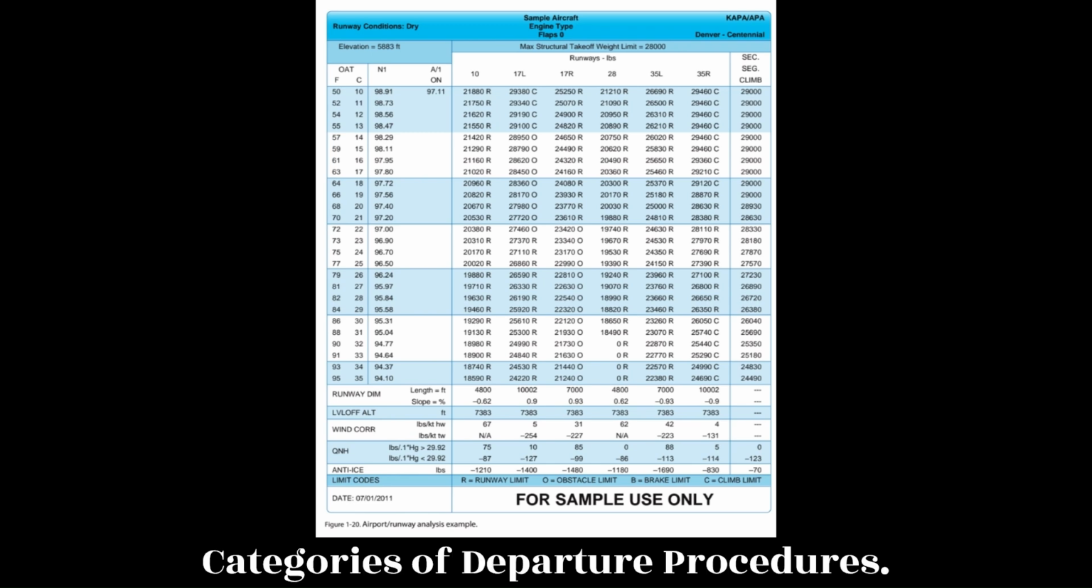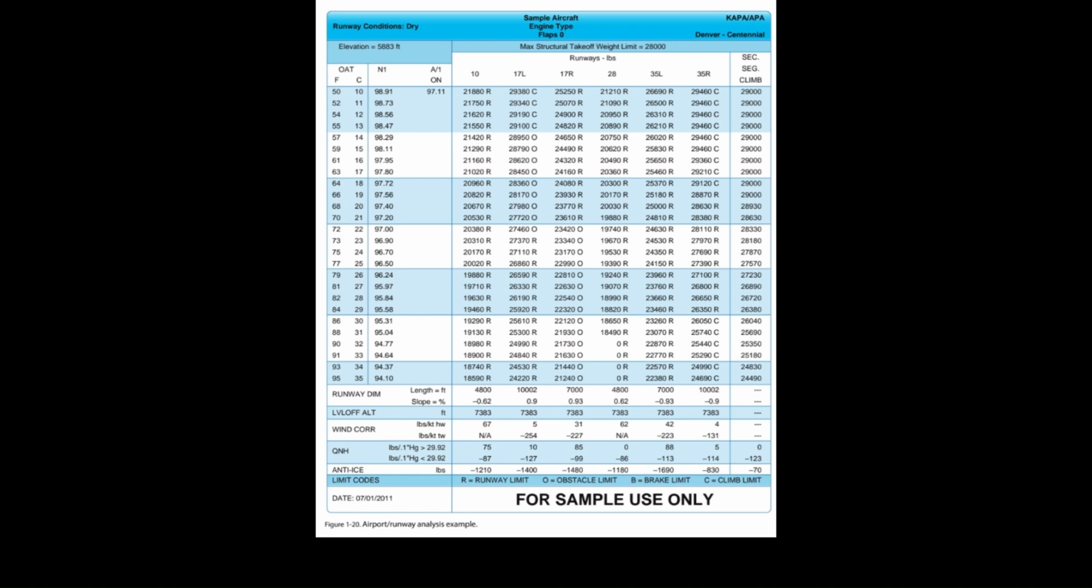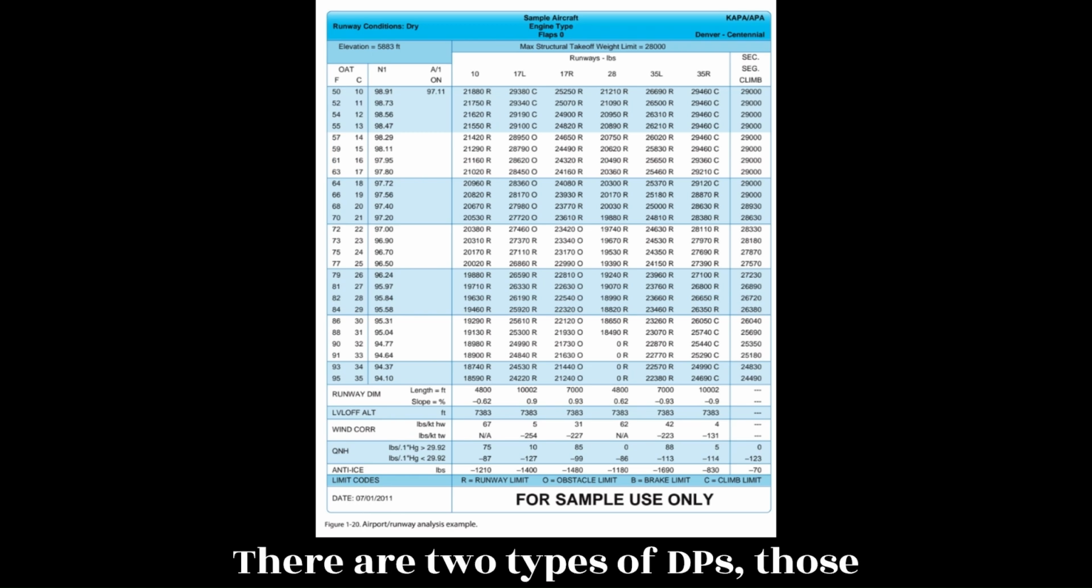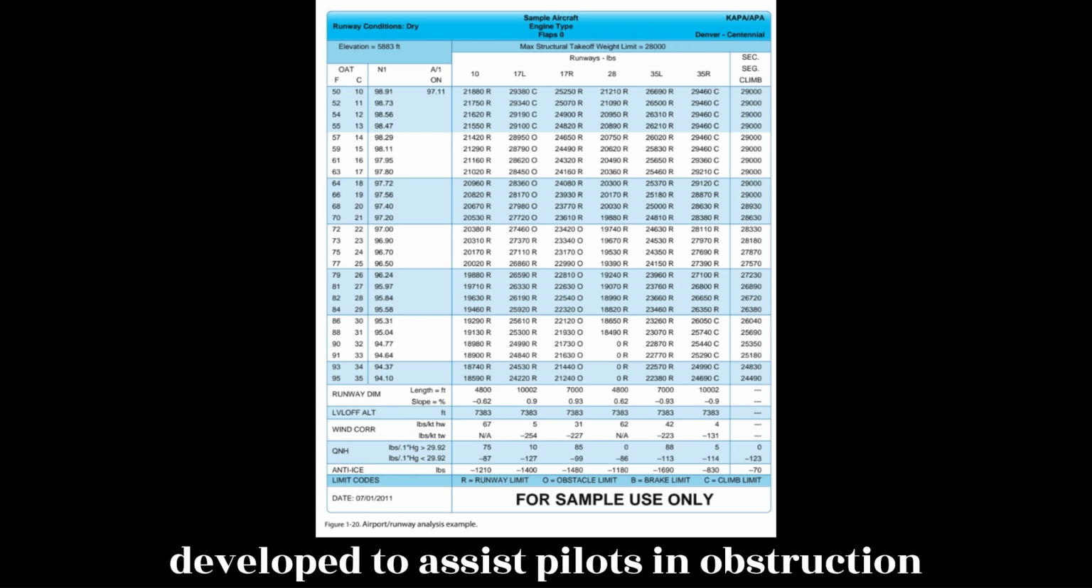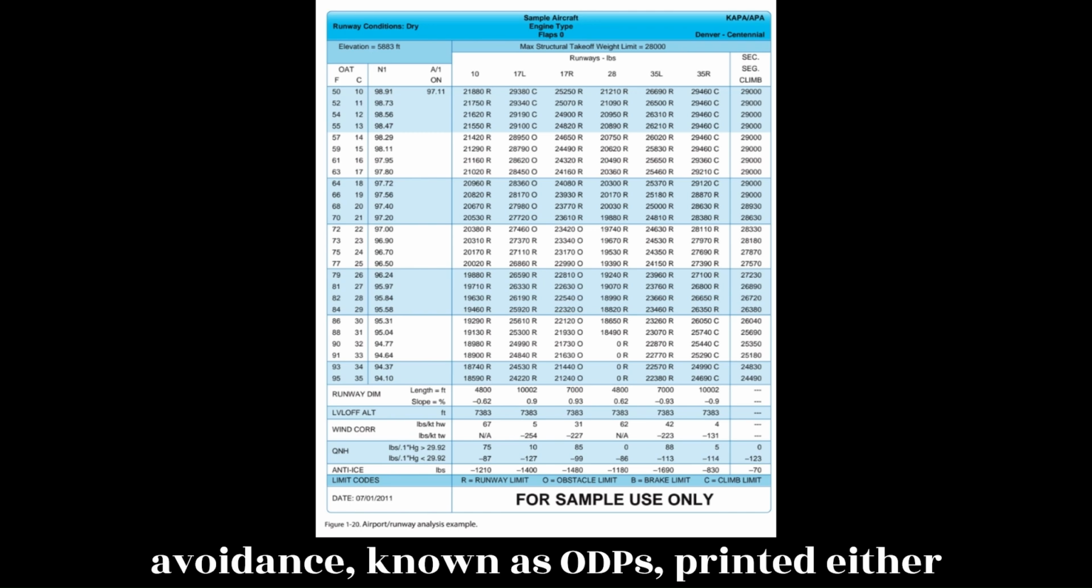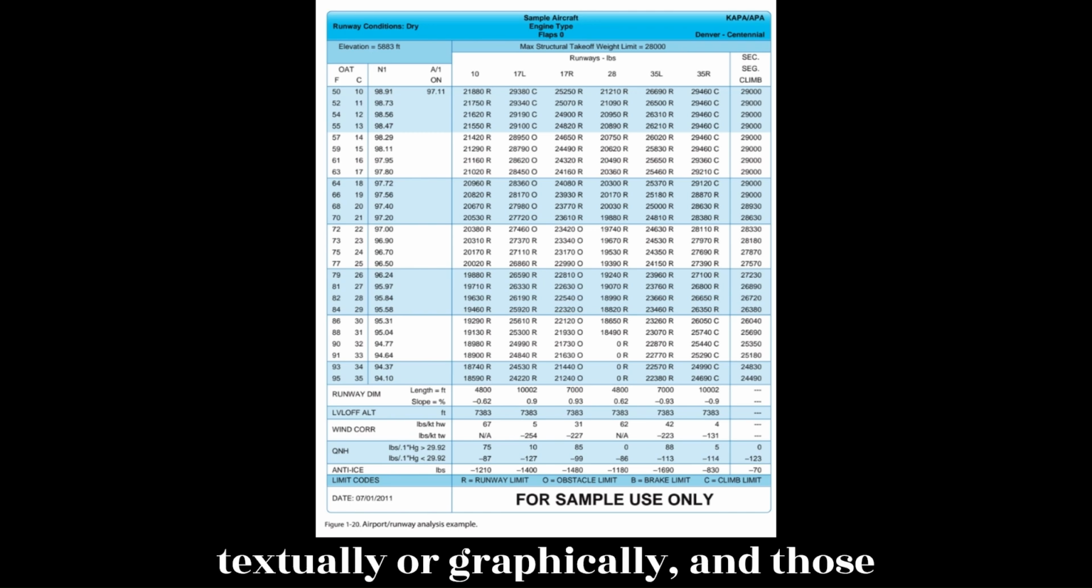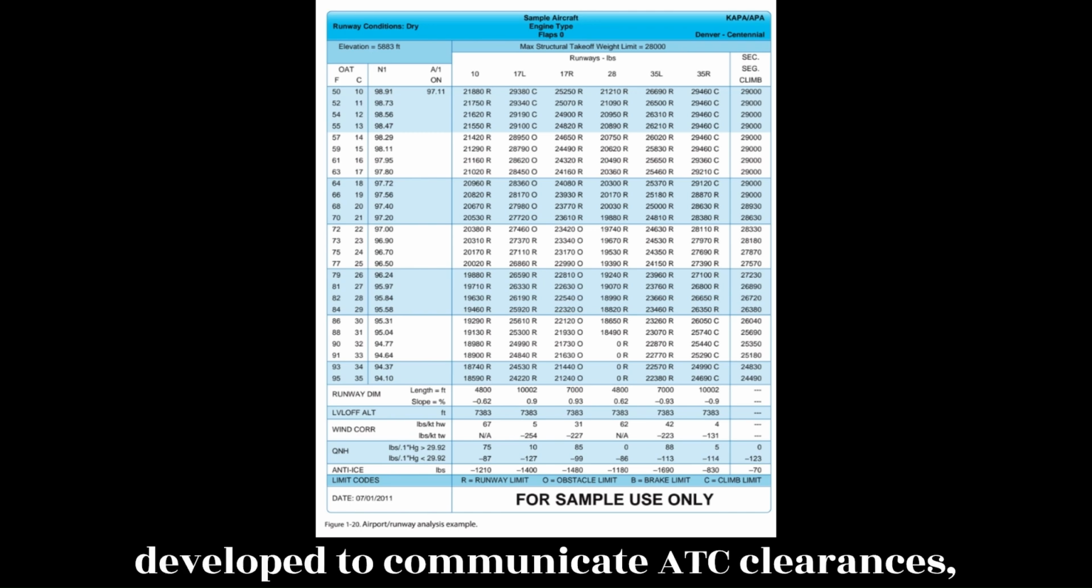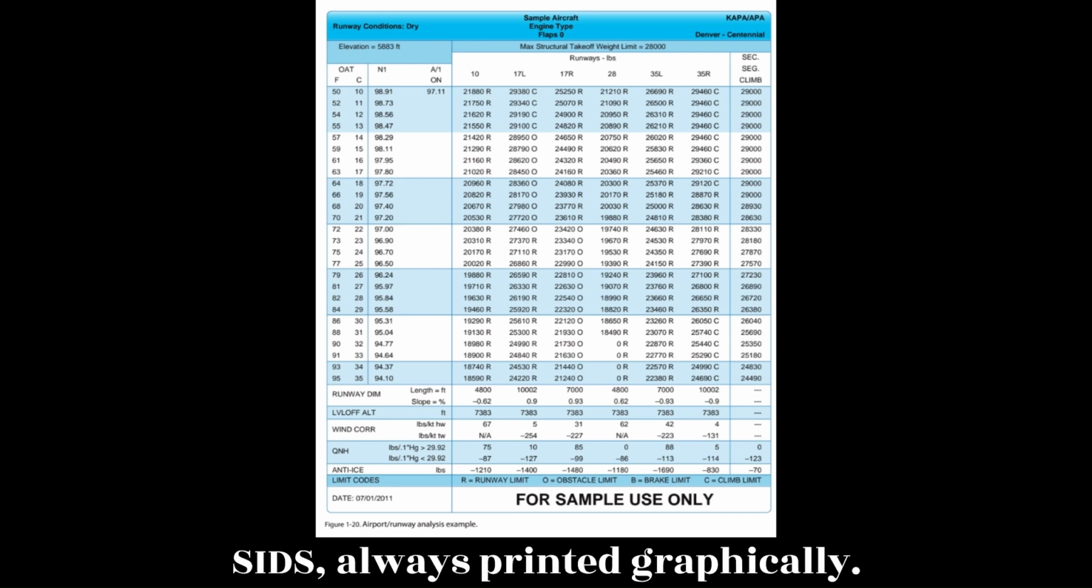Categories of departure procedures. There are two types of DPs, those developed to assist pilots in obstruction avoidance, known as ODPs, printed either textually or graphically, and those developed to communicate ATC clearances, SIDs, always printed graphically.